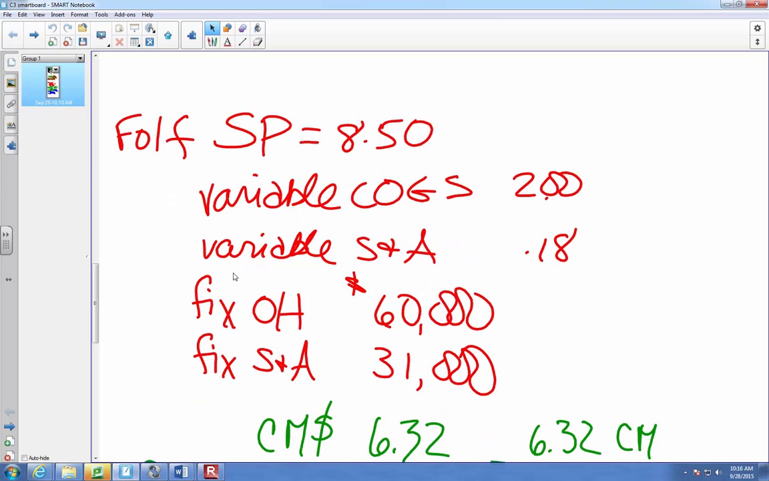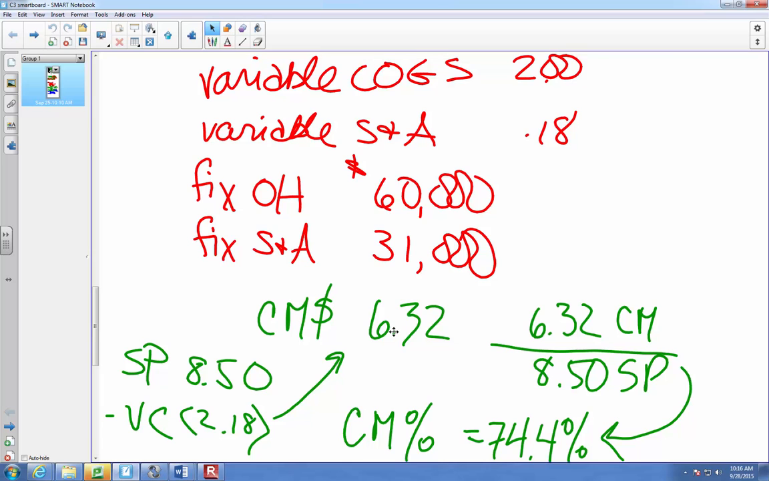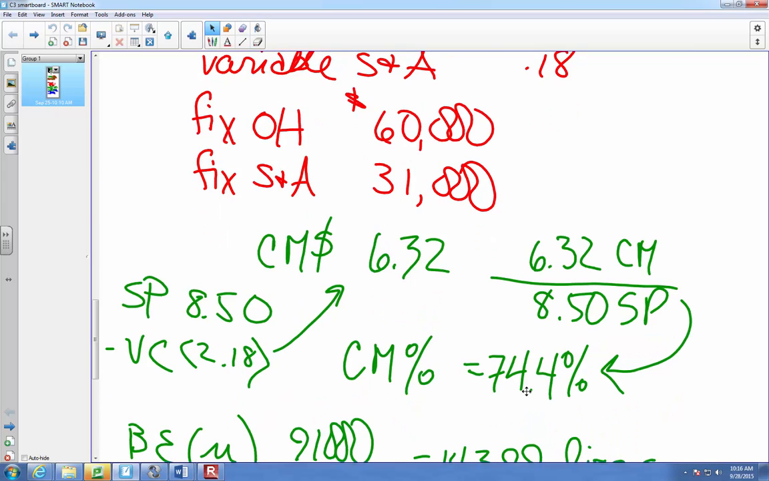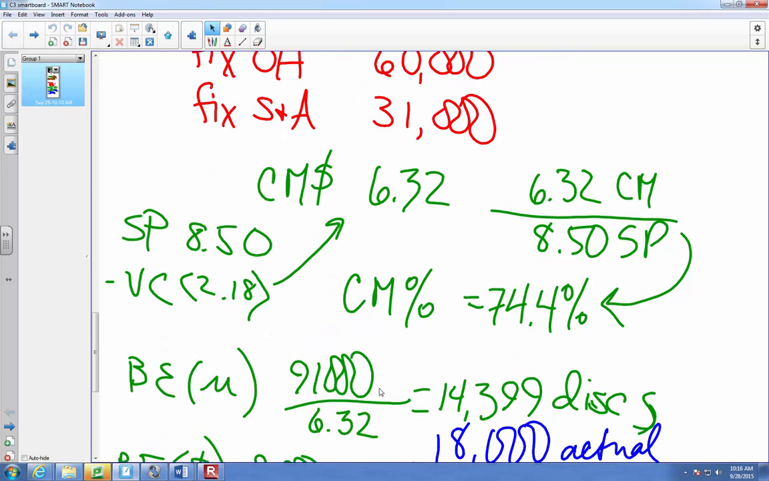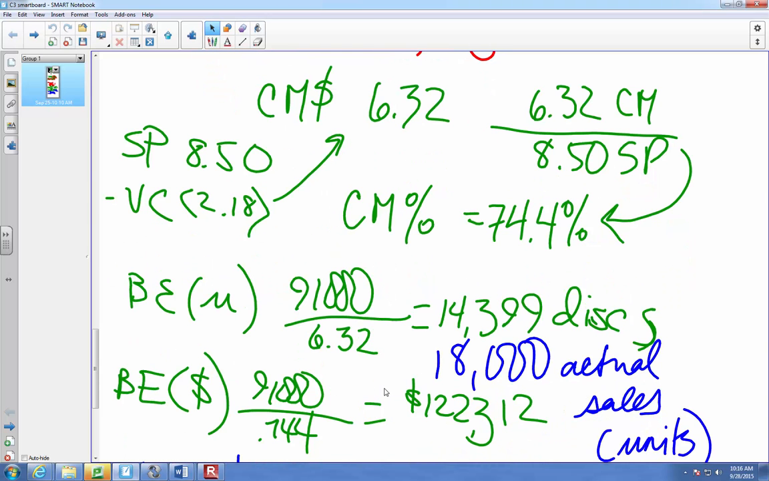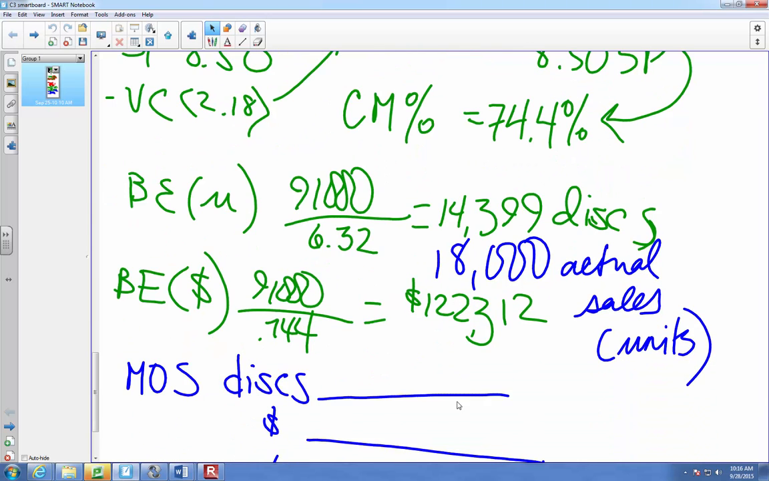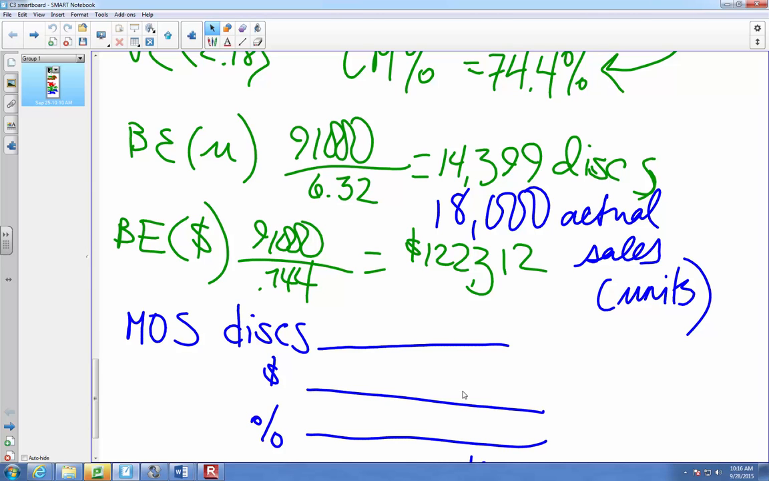Okay, great. So first we had the selling price $850, variable COGS, variable S&A, fixed overhead, fixed S&A. Y'all calculated contribution margin of $632 per unit. Then we calculated a 74.4% contribution margin percentage. We had break even, it looks like, of 14,399 discs, which translated to $122,312 of sales. And then I told you they actually had sold 18,000 units or discs.